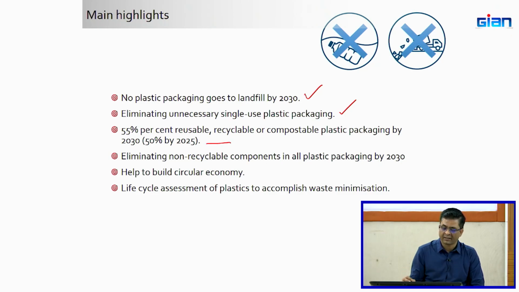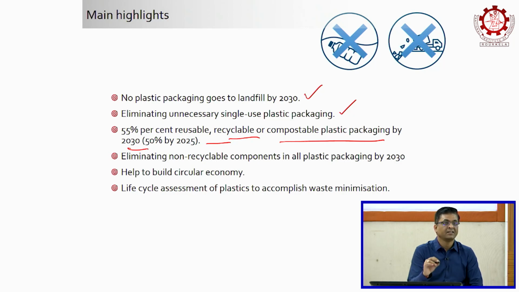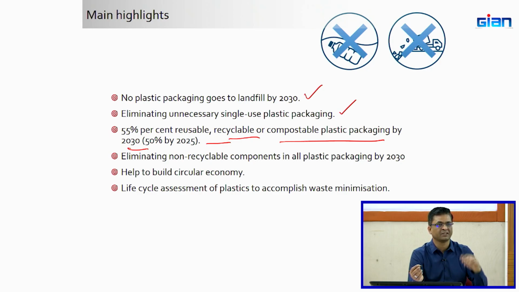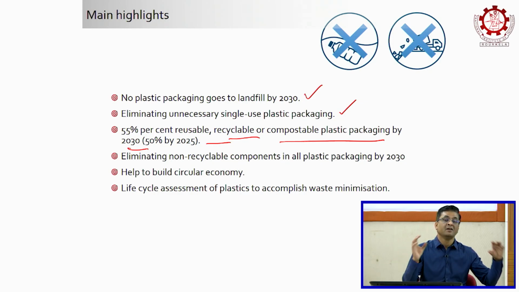55% of plastic packaging should be recycled, reusable or compostable by 2030, not 100%. These are realistic figures which can be achieved. That means whatever plastic we are using, how best we can recycle it. Nowadays one initiative has started, and Germany is one of the countries which recycles the most plastic. If you have a plastic bottle, it says R on it.